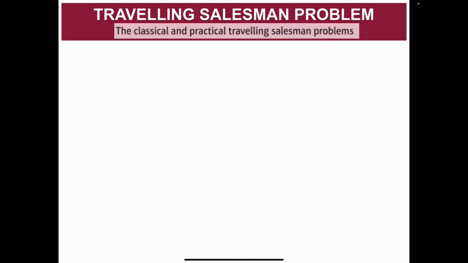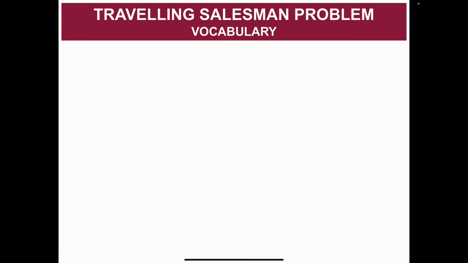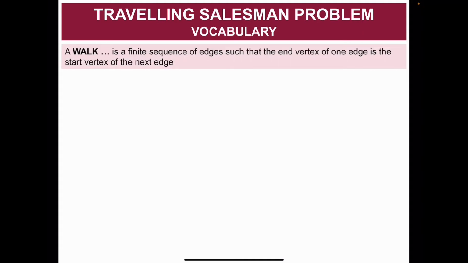Okay? So let's look at the first section, comparing the differences between the classical and practical traveling salesman problem. First, we need to introduce the vocabulary. I think the first word, walk, we already had. It's a finite sequence of edges such that the end vertex of one edge is the starting vertex of the next edge.